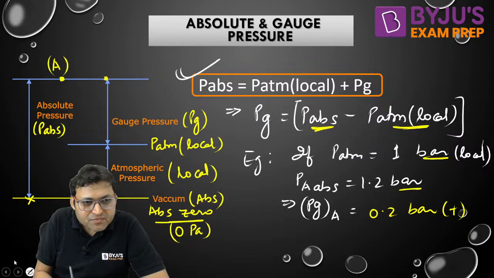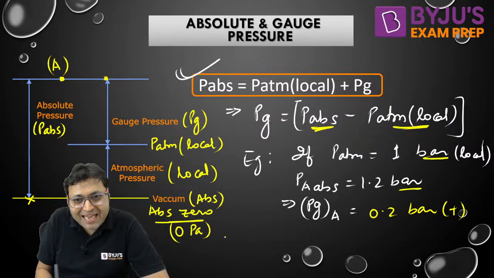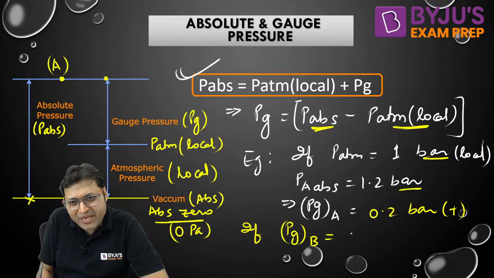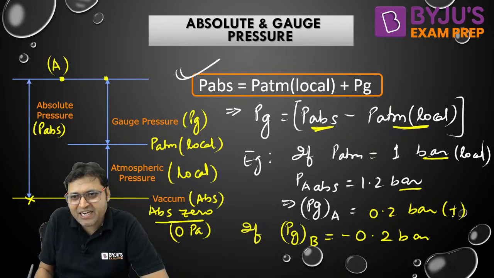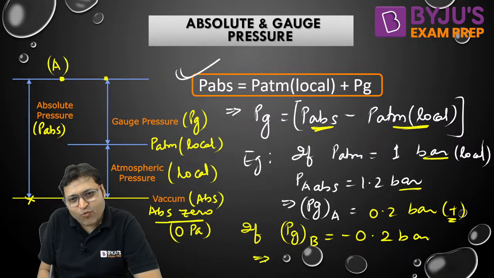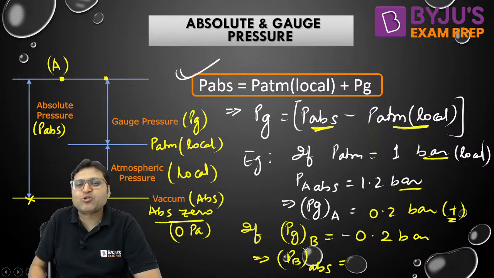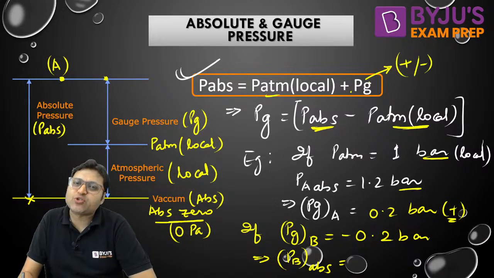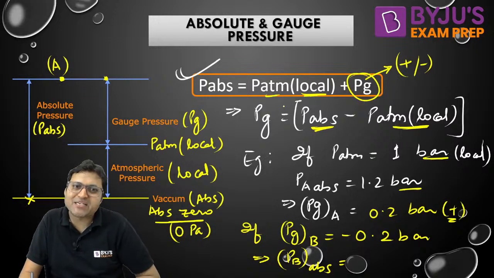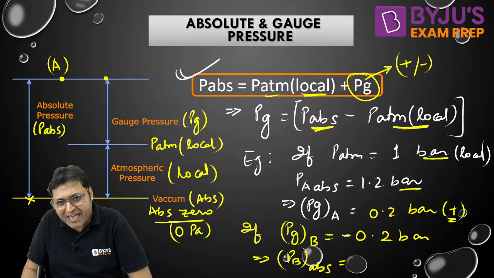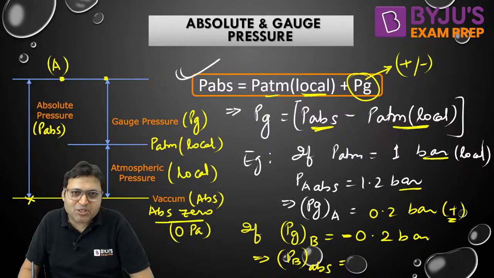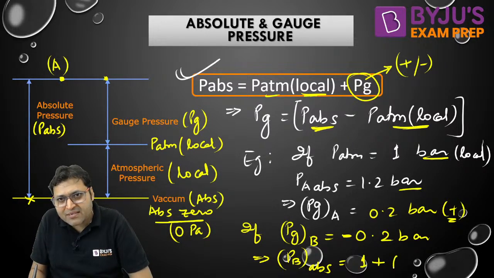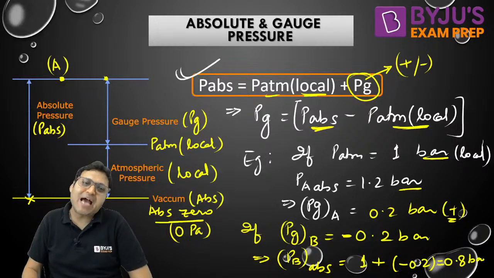But if the gauge pressure at a point B is minus 0.2 bar, there is a difference between positive 0.2 bar and negative 0.2 bar, then what will be the absolute pressure at B? It is PATM plus PG. PG can be positive, it can be negative. So the gauge pressure must be used with sign and the atmospheric pressure must be used as local one, and we will get the absolute pressure in the same unit as that of atmospheric pressure and gauge pressure. If the gauge pressure is minus 0.2 bar, then the absolute pressure will be 1 plus minus 0.2, that is 0.8 bar. Yes or no?